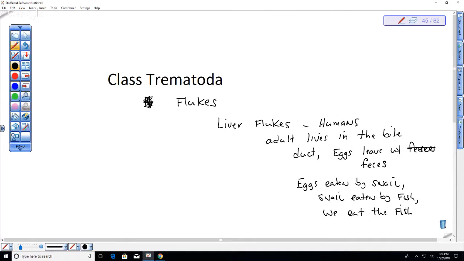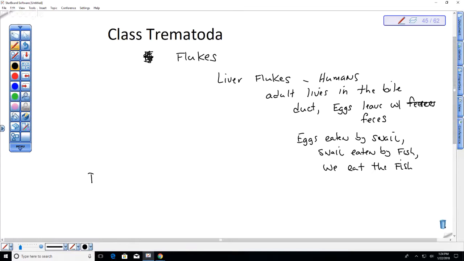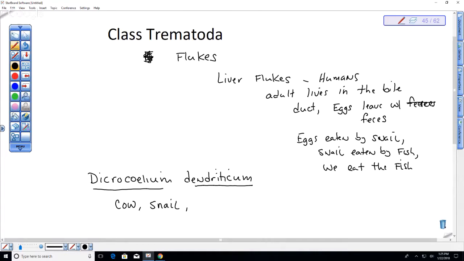Okay, so the example that I want to give is one of my favorite examples of parasites, and it's called Dicrocoelium dendriticum. So this would be the species name, Dicrocoelium dendriticum. And this is the example of the cow, the snail, and an ant life cycle.